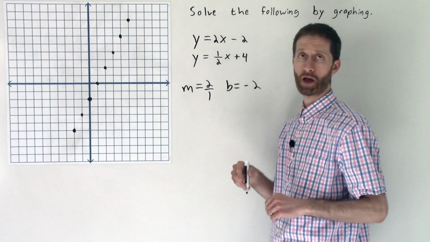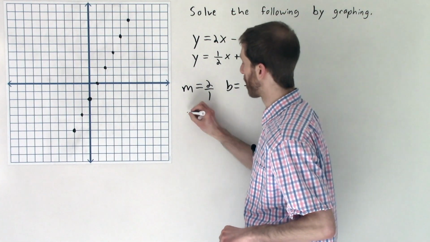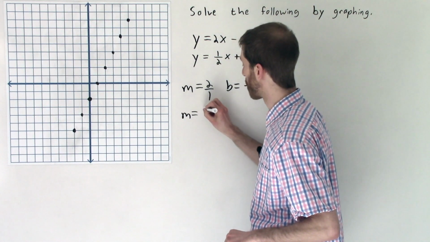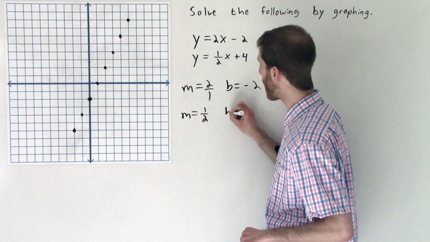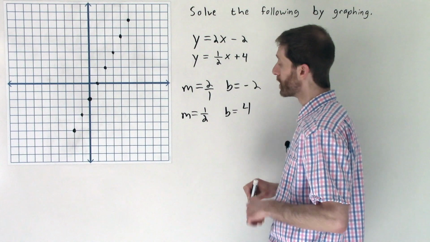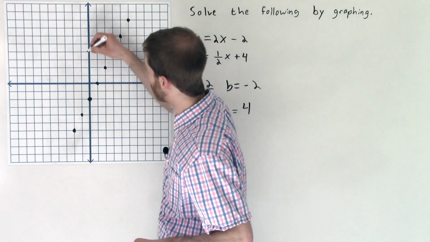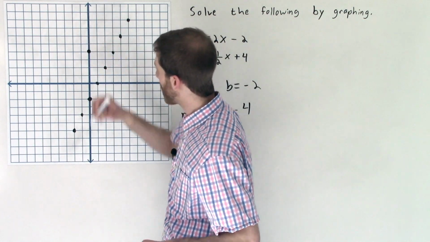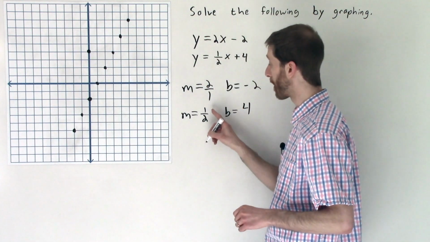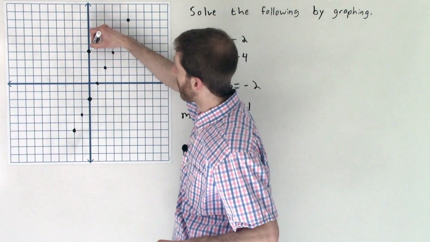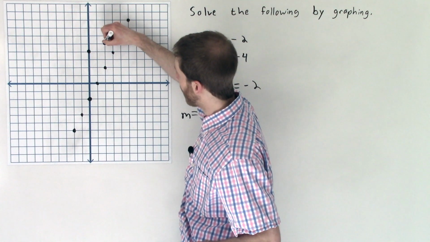Now I'm going to graph this line, y equals 1/2 x plus 4. In this line, the slope is 1/2, and the y-intercept is 4. So I go to the y-intercept of 4, that's up 4 right here, and I'm going to have a slope of 1/2, which means go up 1 and right 2. Up 1, right 2.